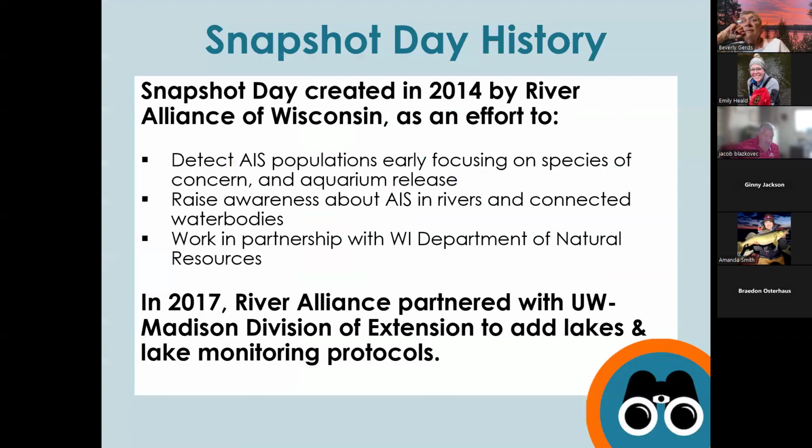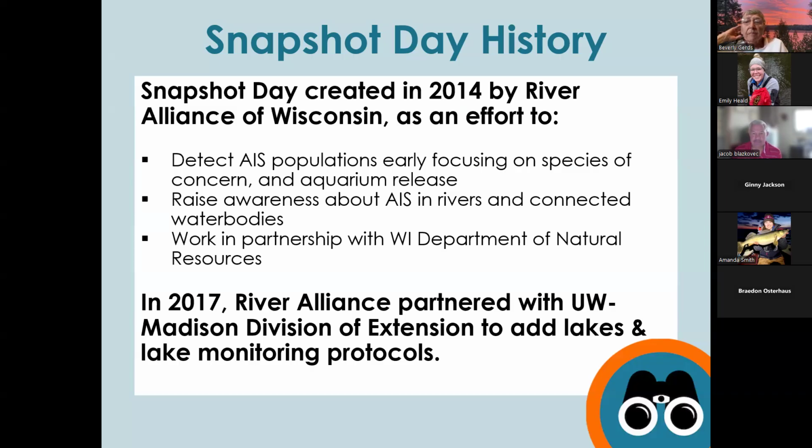So for some history of the event, this Snapshot Day event began in 2014, and it was focused originally on detecting aquatic invasive species in rivers, specifically near bridge sites where folks are more likely to release aquarium species that can then become invasive. So the original name of the event was Aquatic Invasive Species Bridge Snapshot Day. But aside from looking for new species that may have come into an area, it's also a really great way to raise awareness about invasive species in general. And it has now since expanded to include lakes and wetlands.